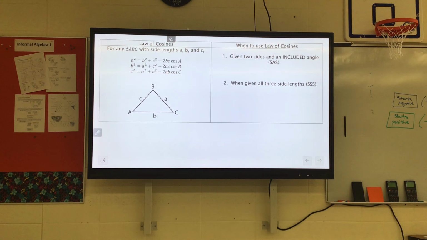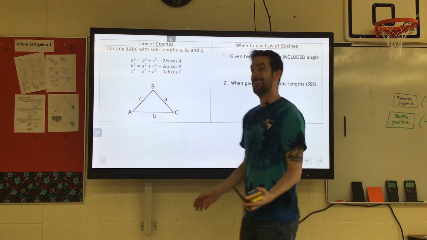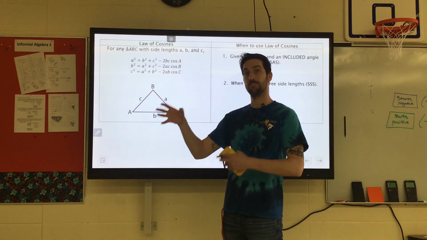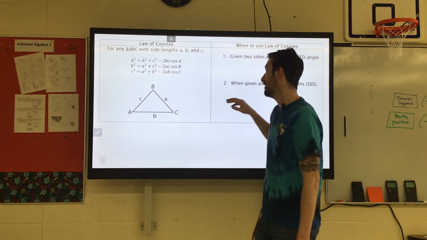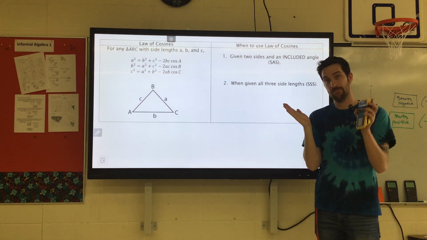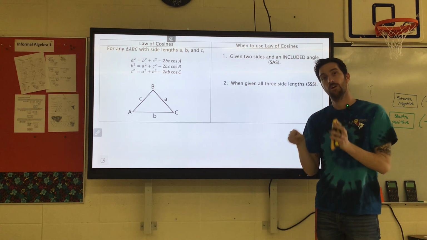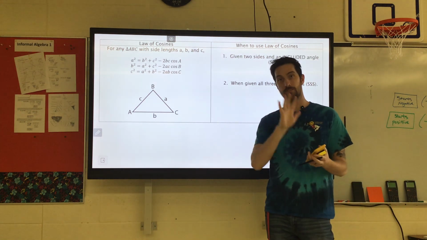Today we're doing law of cosines. This is a nice backup if you don't have a corresponding side and a corresponding angle. You can do this when your triangle gives you a side, then an inscribed angle, and then another side, so like two sides and the angle in between. Or if they give you all three side lengths, you can use this to figure out all three of the angles.